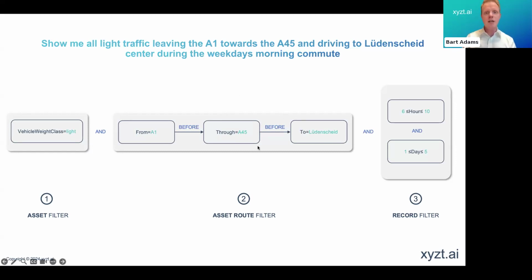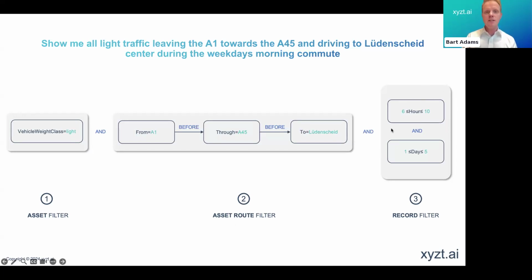Second part is the asset route filter. And that's really where the difficulties lie. That's where you want to analyze the flow of things. Okay, it has to be on the A1 first, then it has to go to the A45, and then it has to go to Ludenscheid. So that we call the asset route filter. So route is important here. It consists of different legs.